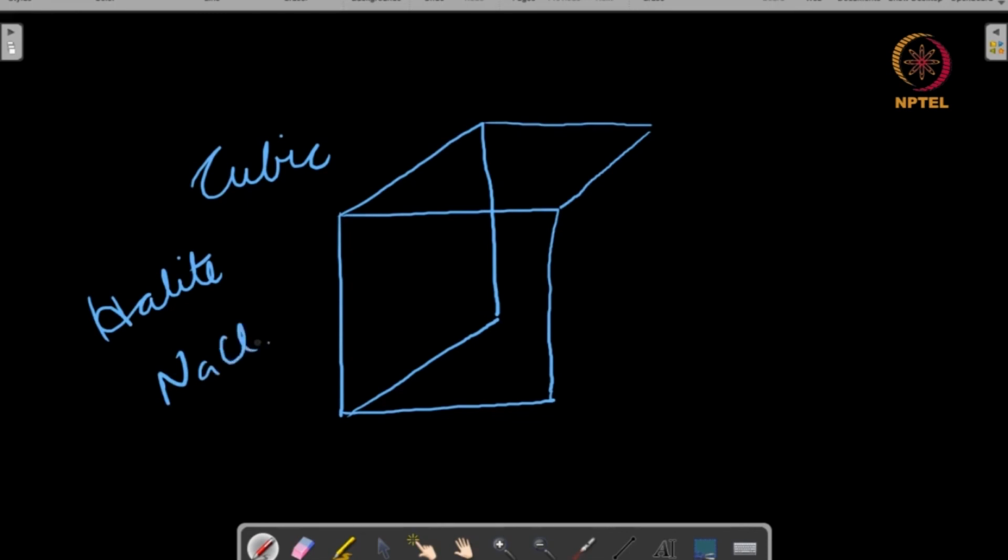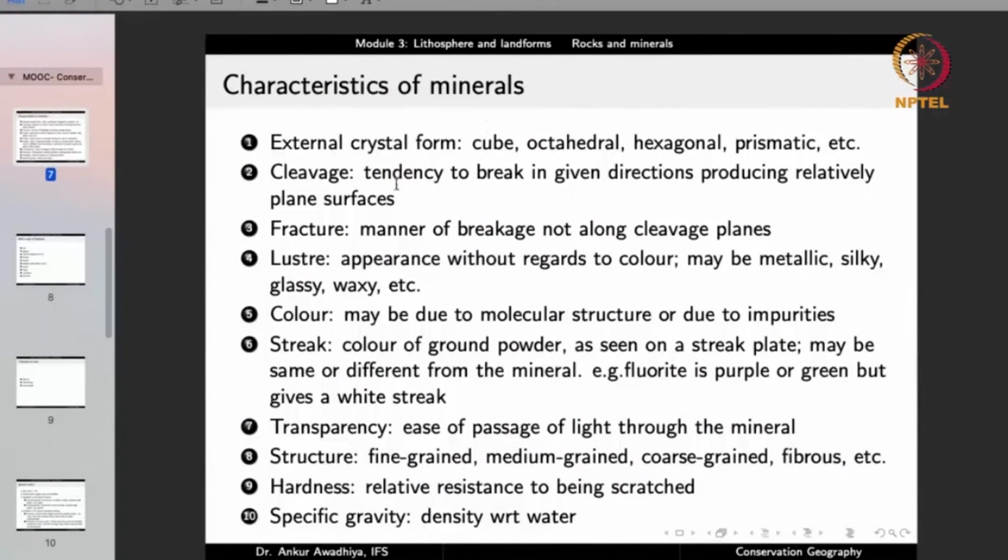So if you take a crystal of sodium chloride and try to break it, it will break and give rise to other smaller cubes, and all of these cubes will have a very smooth surface. So that is telling us that it has a cleavage, that is a cubic cleavage. Another common cleavage is the octahedron cleavage, which is found in diamond. So by looking at the cleavage, which is the tendency to break in given directions, producing relatively plane surfaces, you can identify the mineral, or at least get some idea of what this mineral could be.